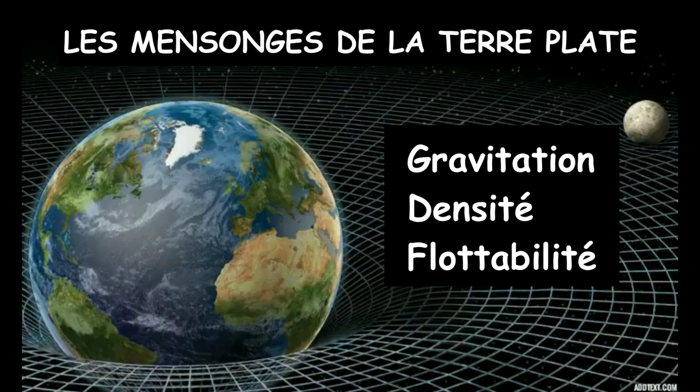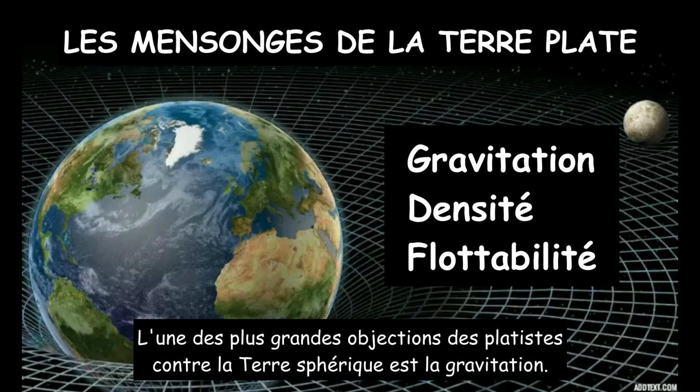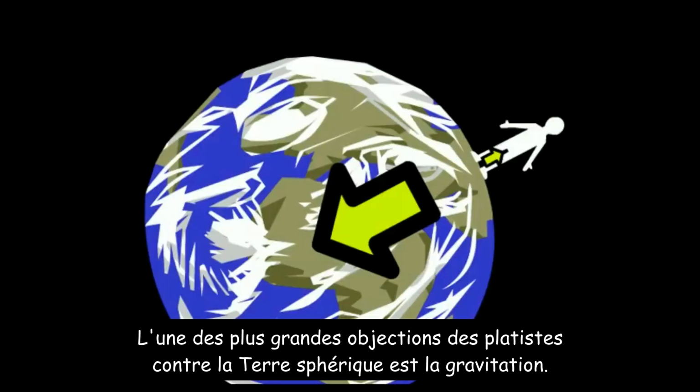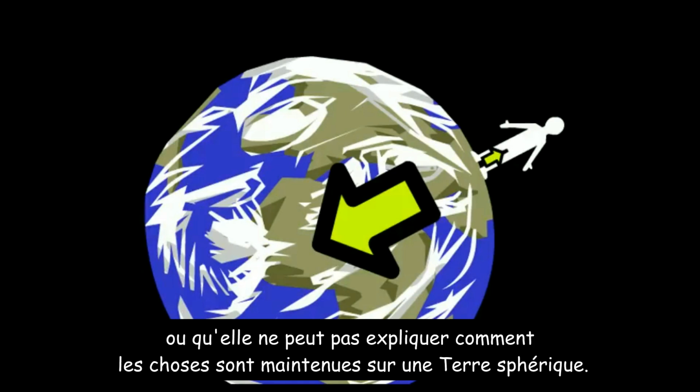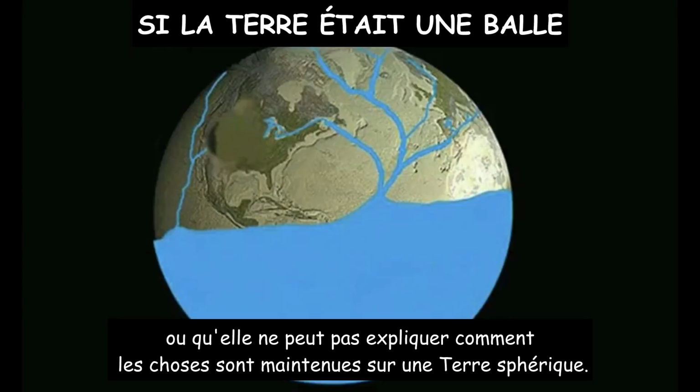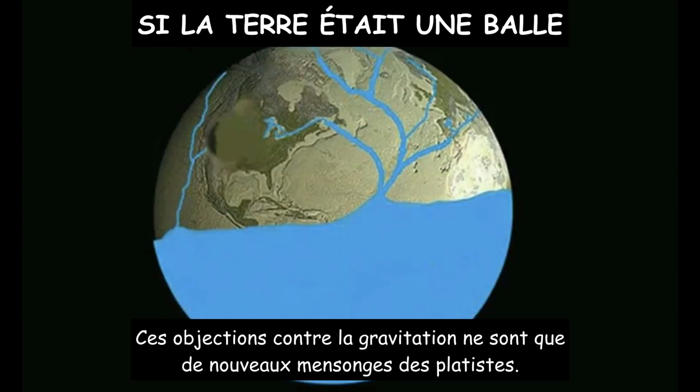Flat Earth falsities, gravity, density, and buoyancy. One of the flat earthers' biggest objections to the spherical Earth is gravity. They have somehow convinced themselves that gravity is not a real thing, or that it cannot explain how things are held to the spherical Earth. These objections to gravity are just more flat Earth falsities.